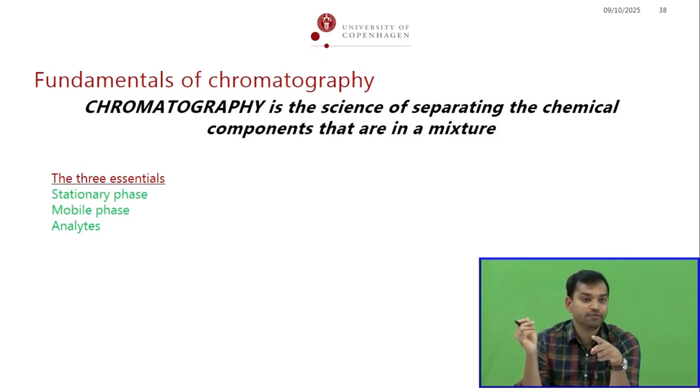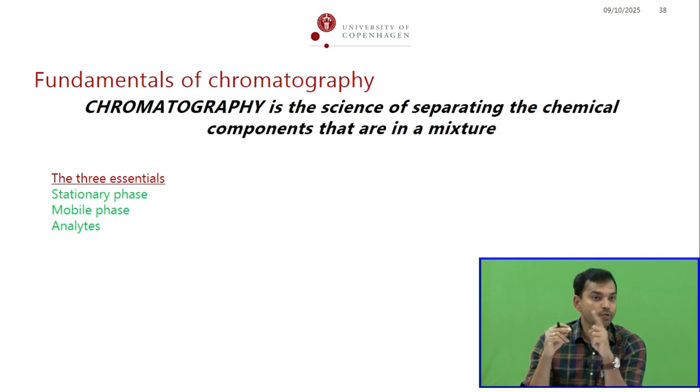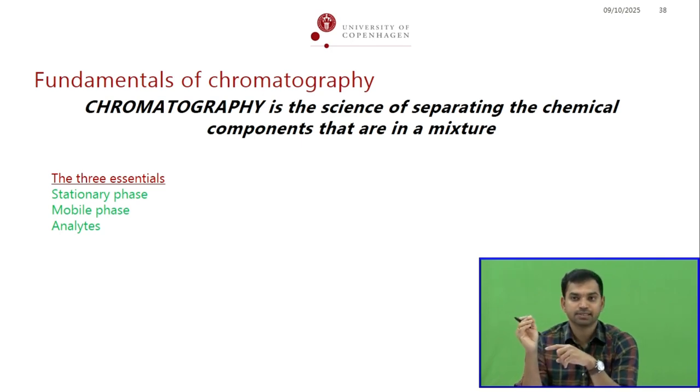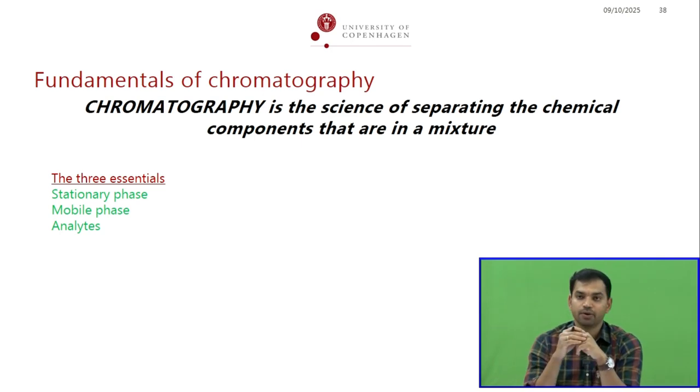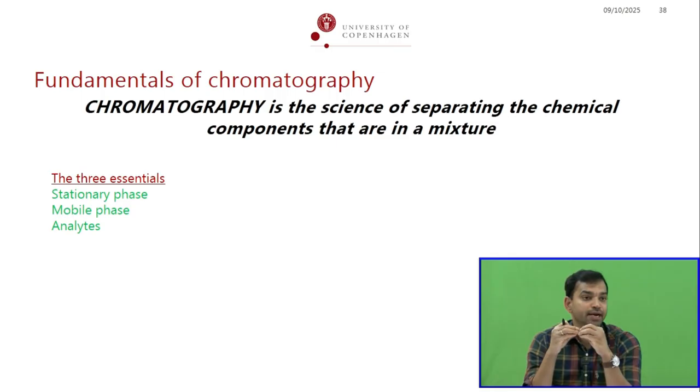In gas chromatography, the mobile phase can be liquid as well as gas. If it is liquid, it becomes liquid chromatography. It becomes gas liquid chromatography. Is it clear? And the third one is called analyte. What is analyte? The solute particle that we want to separate is called the analyte.